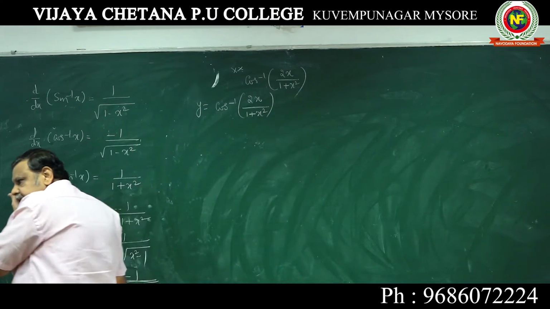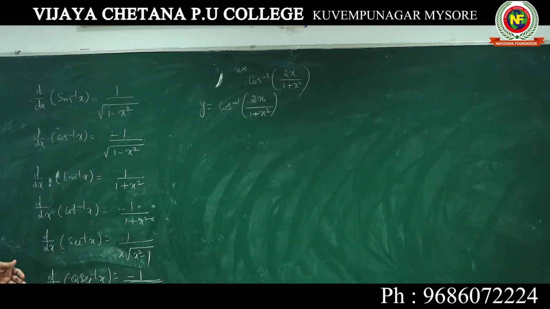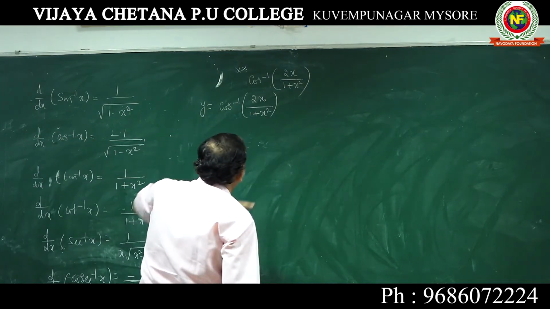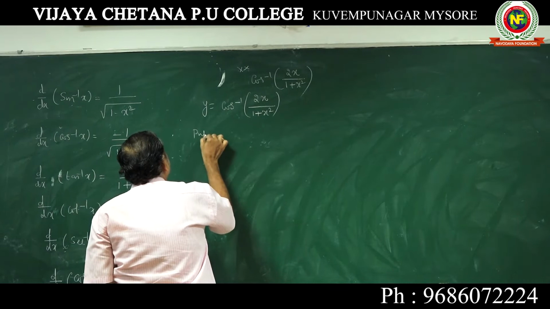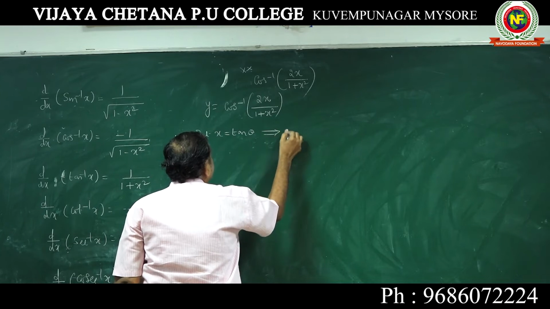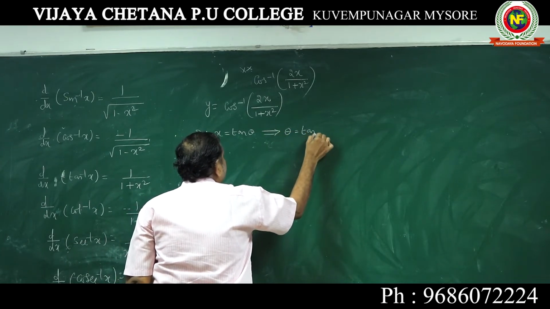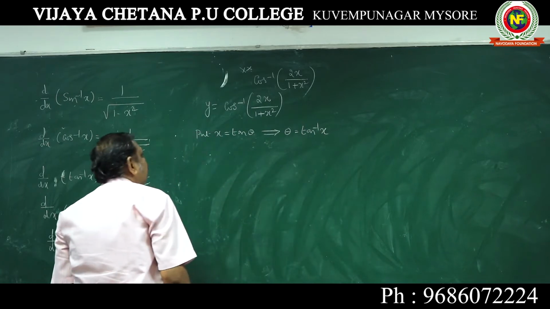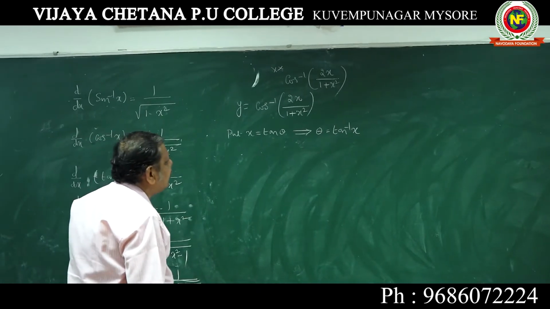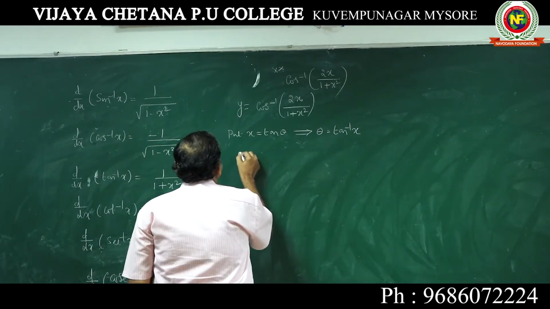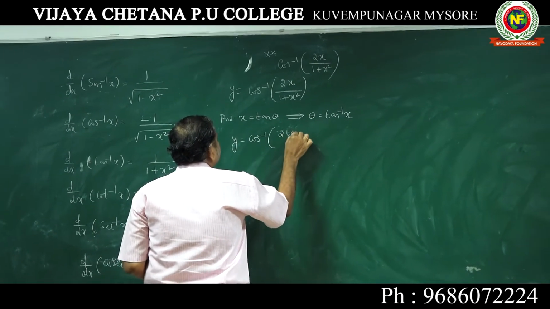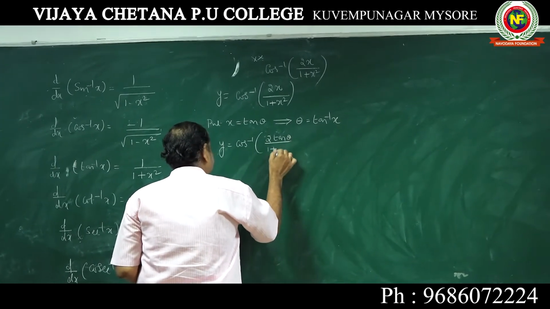So write cos inverse 2x by 1 plus x square, and y is equal to cos inverse 2x by 1 plus x square. Same thing I told you, in most of these problems you have to put x equal to tan theta, like the previous problem. This implies theta is equal to tan inverse x. Once you put x equal to tan theta, by the definition of inverse trigonometric function, theta is equal to tan inverse x. Y will become cos inverse 2 tan theta by 1 plus tan square theta.